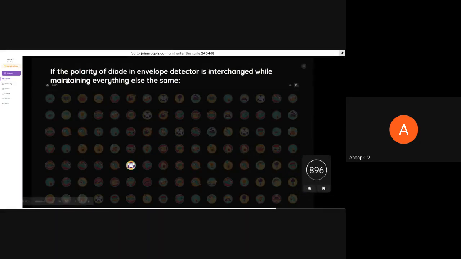Now the question is: if the polarity of the diode in the envelope detector is interchanged while maintaining everything else the same. So now what we have done is the polarity of the diode is changed. Instead of anode and then cathode, we have reversed it. So then what will happen?